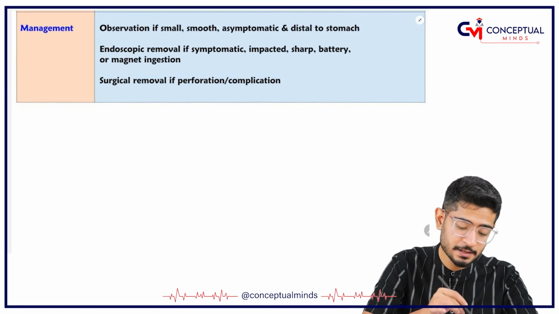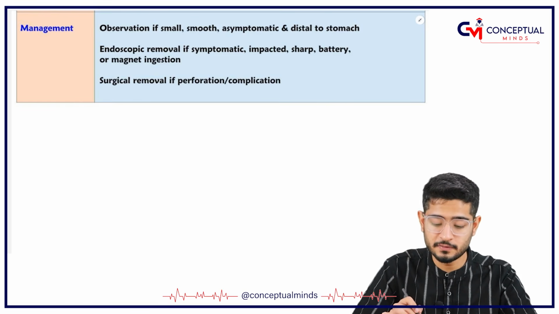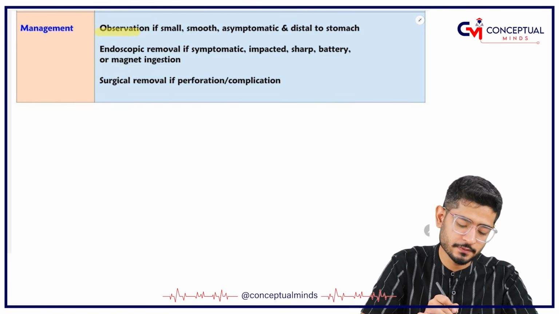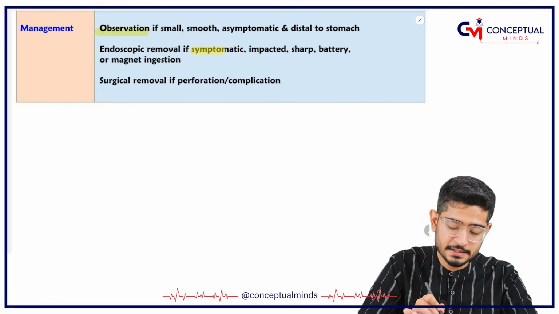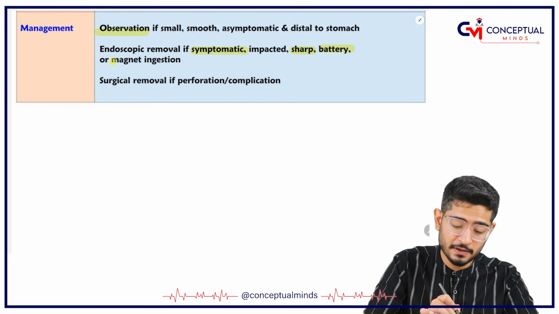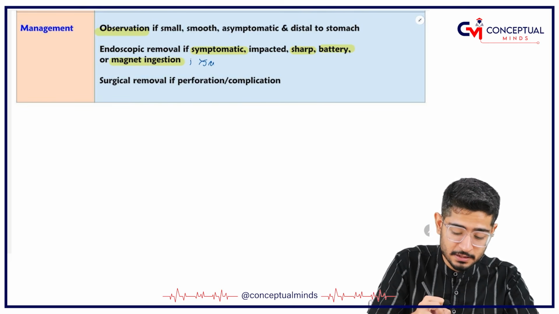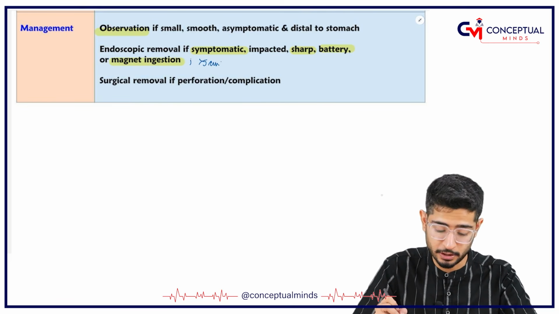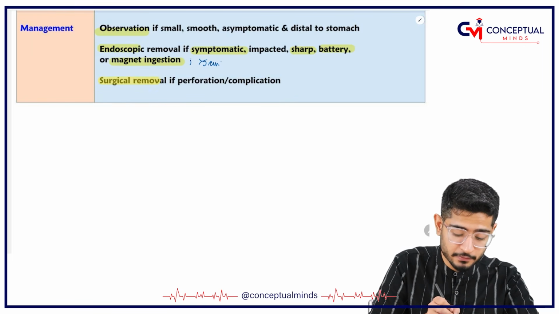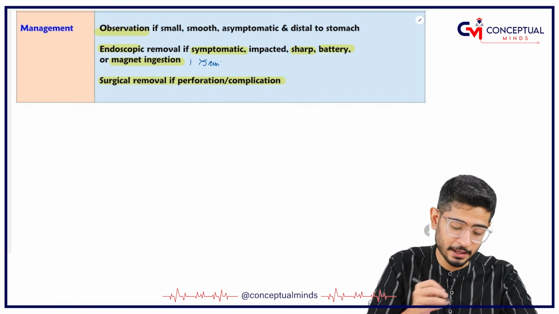How will you manage that? If the child is asymptomatic, if it is smooth, if it is small, if it is distal to the stomach, just observe. But if the child is symptomatic, if it's sharp, if it's a battery, if it's a magnet, if the size is more than 5 centimeter, then you have to remove it with endoscopy. But if there is perforation or some complication has happened, you have to perform surgery to repair that part also.